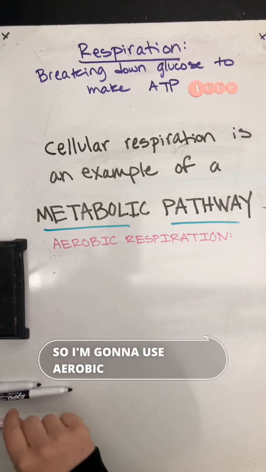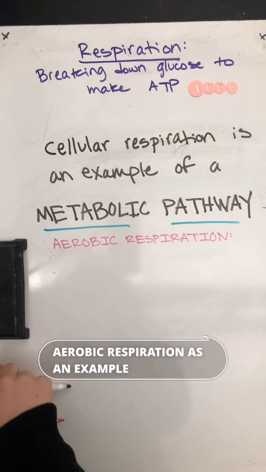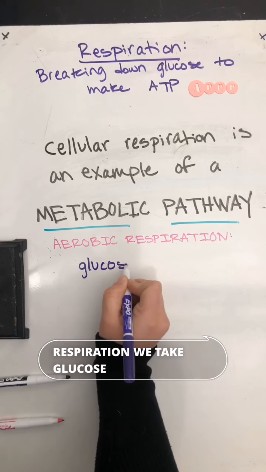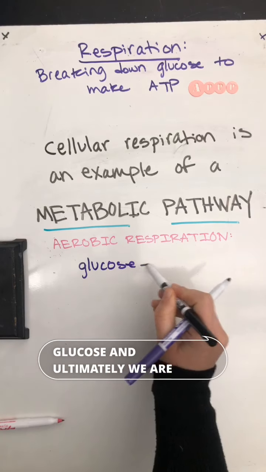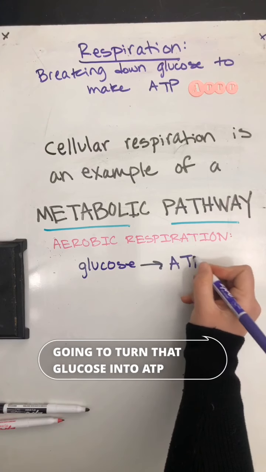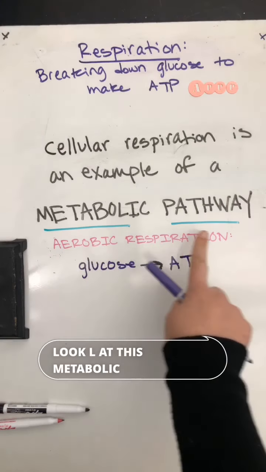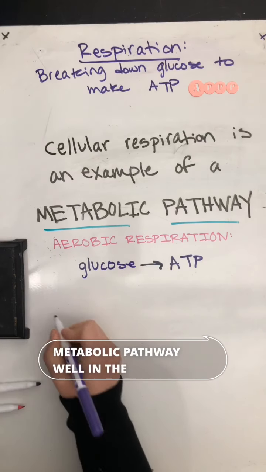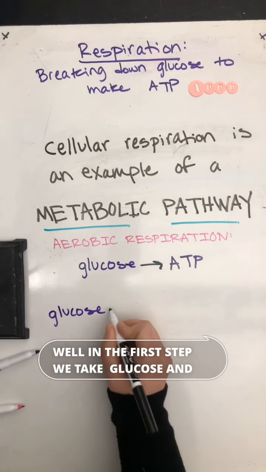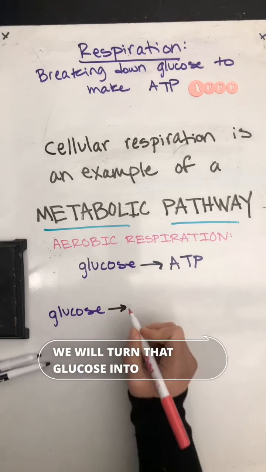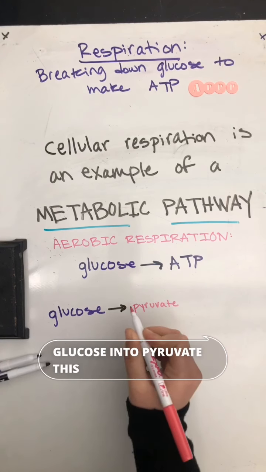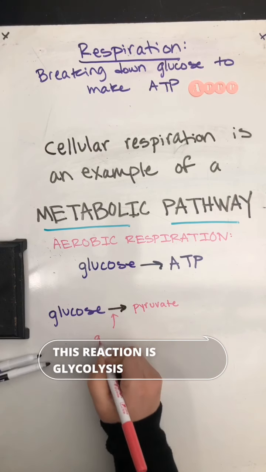So I'm going to use aerobic respiration as an example. In aerobic respiration, we take glucose, and ultimately, we are going to turn that glucose into ATP. So let's look at this metabolic pathway. Well, in the first step, we take glucose, and we will turn that glucose into pyruvate. This reaction is glycolysis.